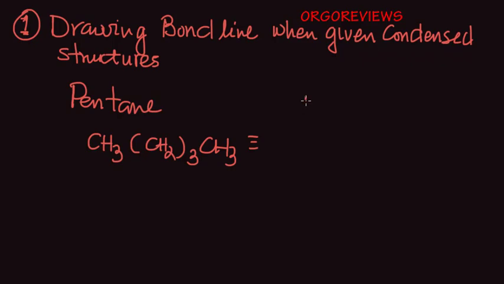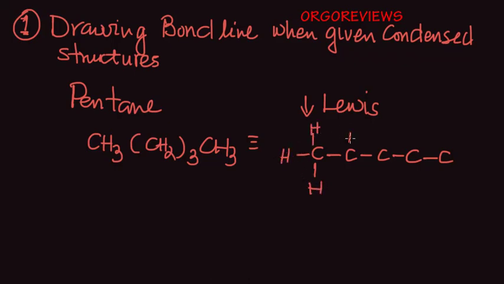You have to, first of all, look at it as a Lewis structure. And in order to do that, you have to draw out all the carbons in the structure and also put all the hydrogens on each one of them. That way we will be able to identify how the atoms are connected to each other. So with that out of the way, we have to draw our bond lines.